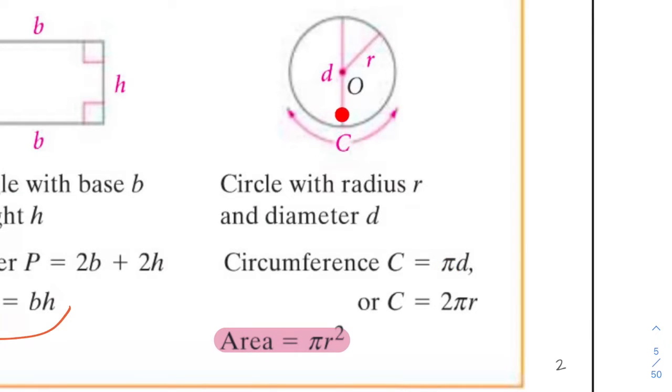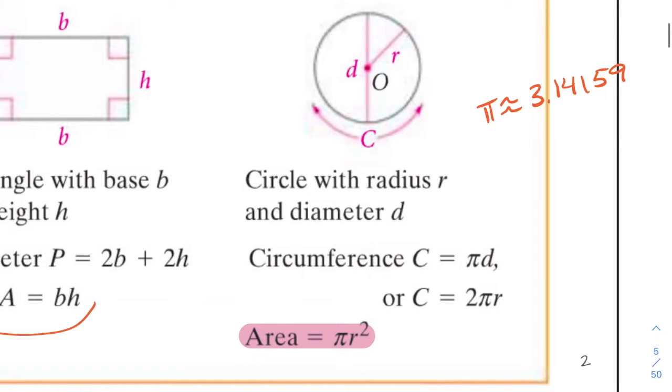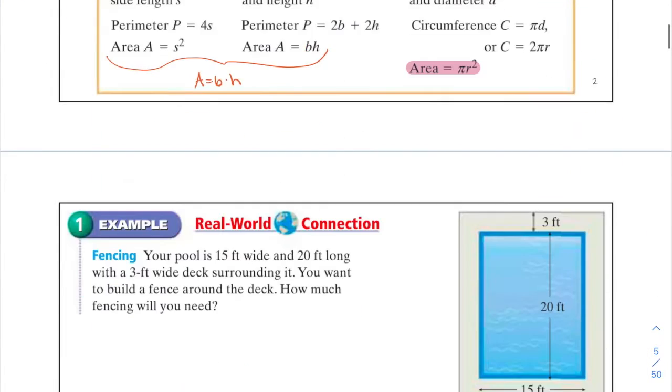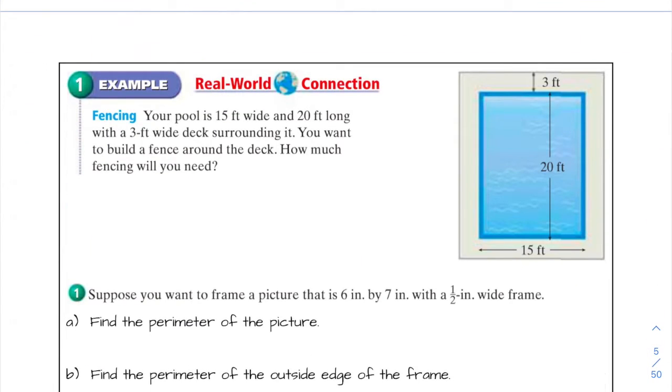So if I were to say that was a string and I just wrapped it around, it would go around once, twice, 3.141. So pi is about 3.141 or 3.14159 as an approximation. So that's all that means. That's it for that slide. So let's do our first one.